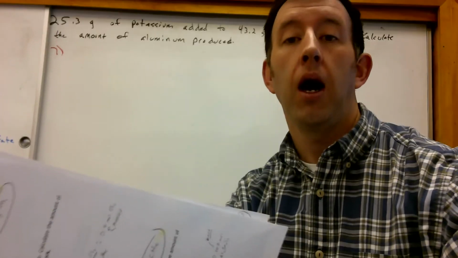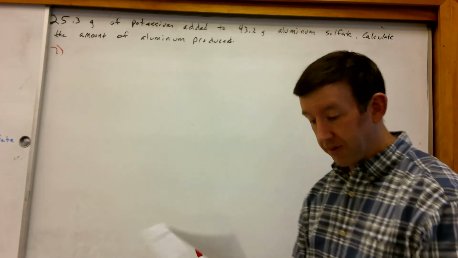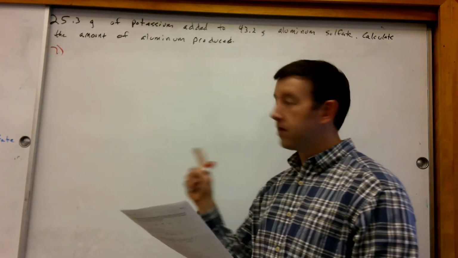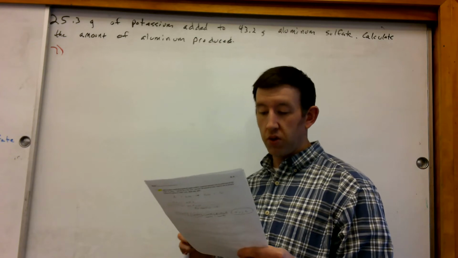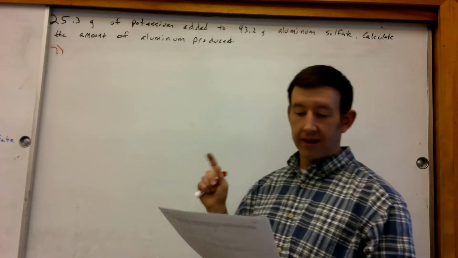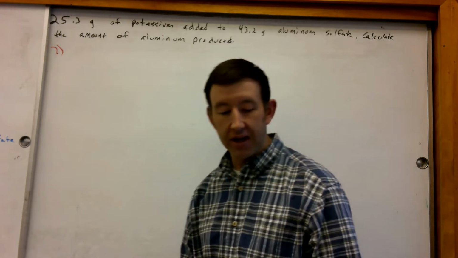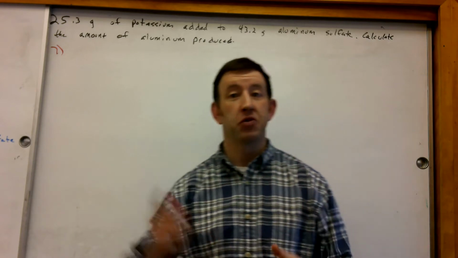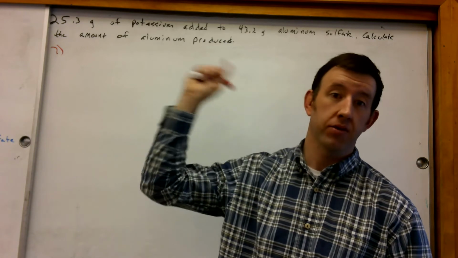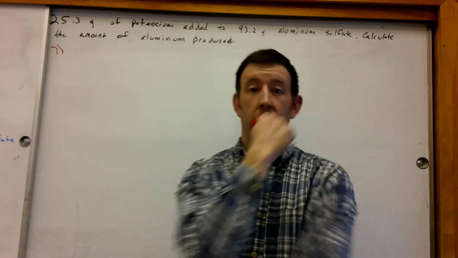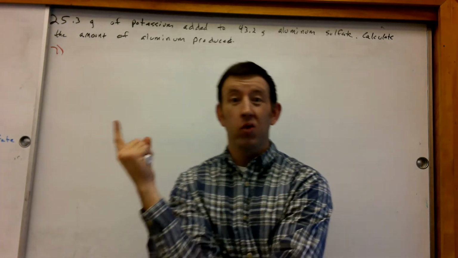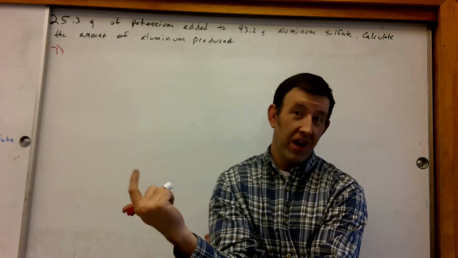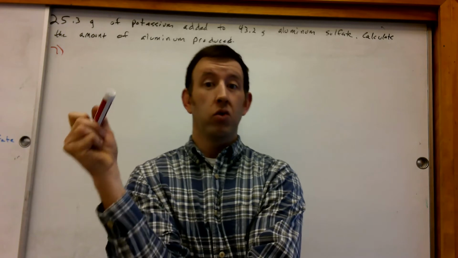So anyways, in this case, number 7, I have 25.3 grams of potassium added to 43.2 grams of aqueous aluminum sulfate. Calculate the amount of aluminum produced in the reaction. So this is going to be one of those questions where I have two different reactants with two different amounts, and those amounts are in grams. And I also notice I don't give you the balanced molecular equation. So we got a lot to do to solve this problem.